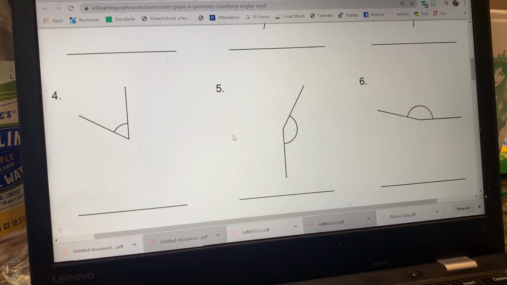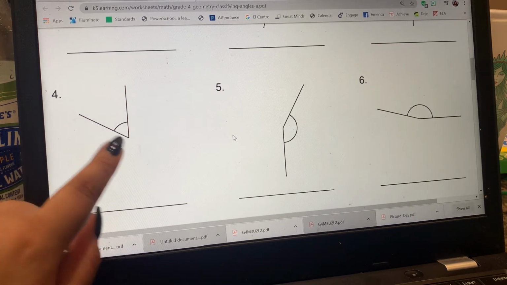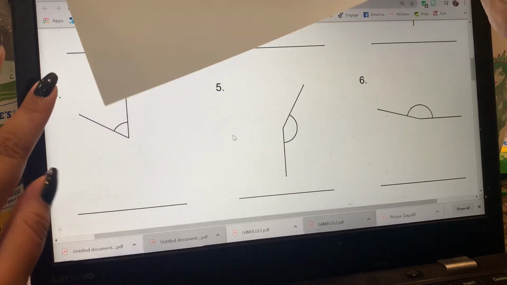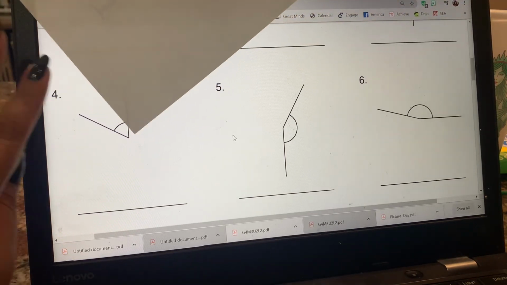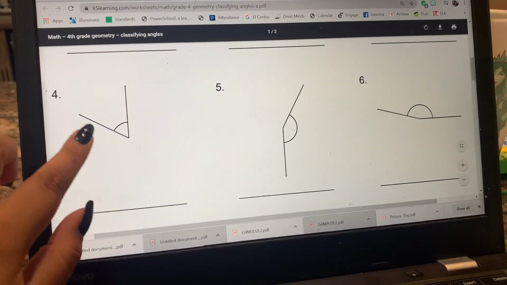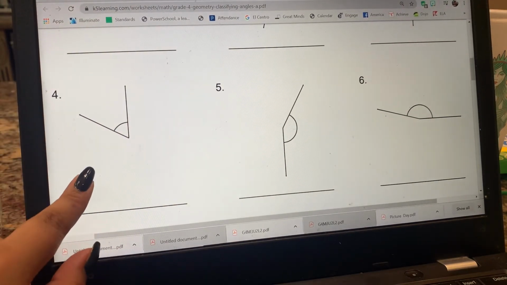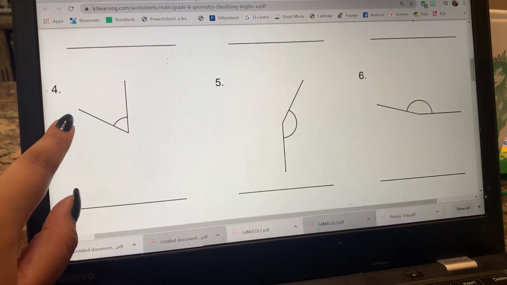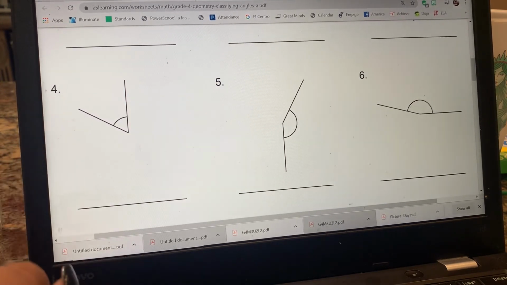And we'll go through 3 more. I have this one. Is this guy smaller or less than a right angle or bigger than a right angle? Oh, it's a lot smaller. This is an acute angle. And it would be less than a right angle.